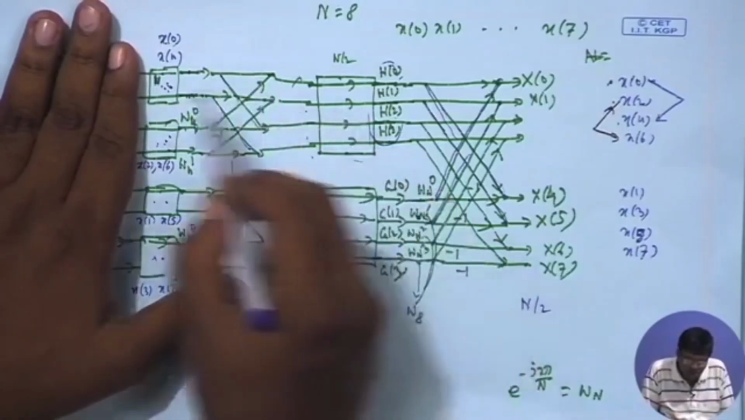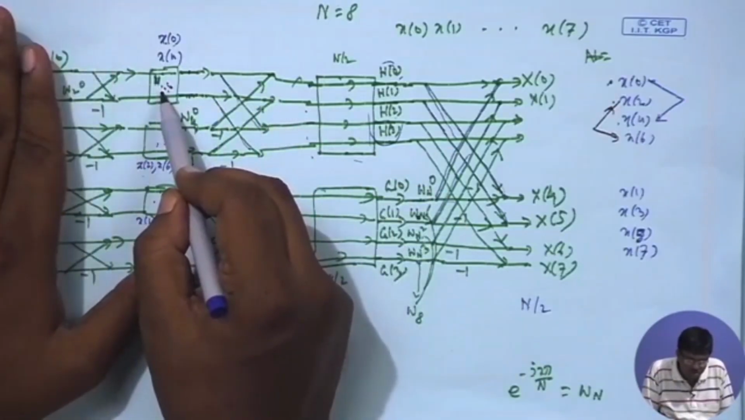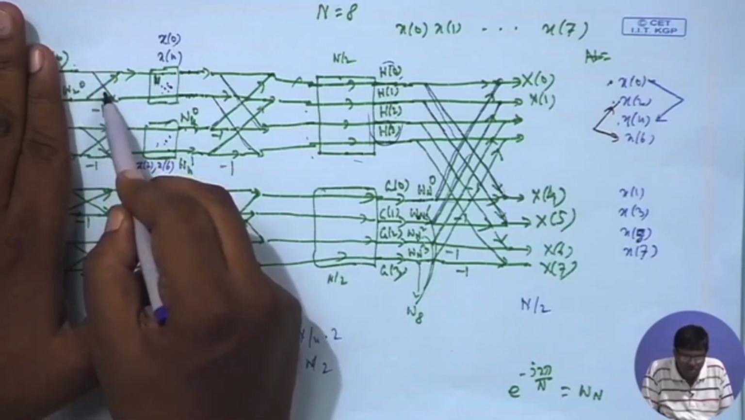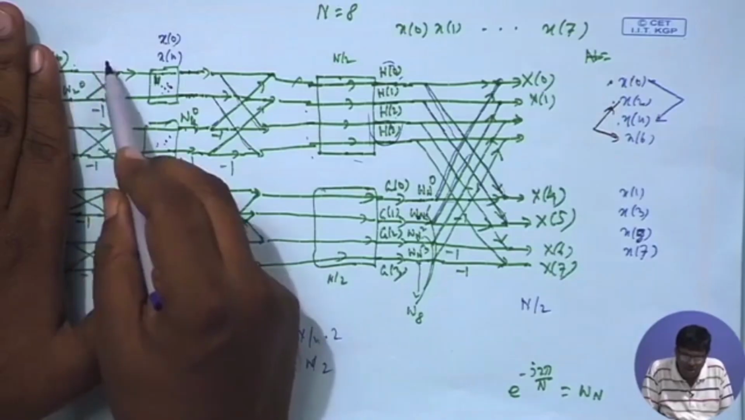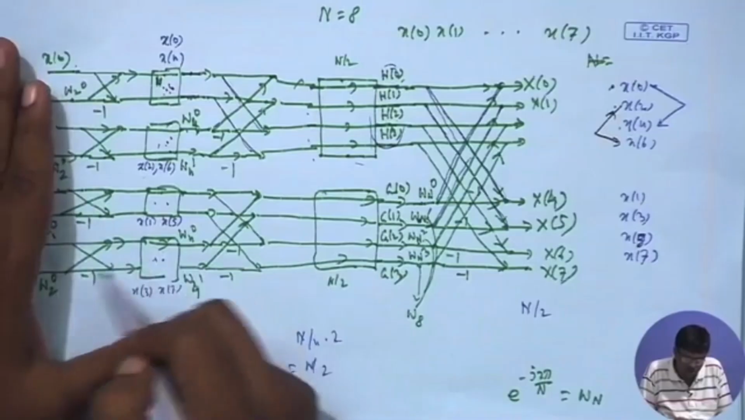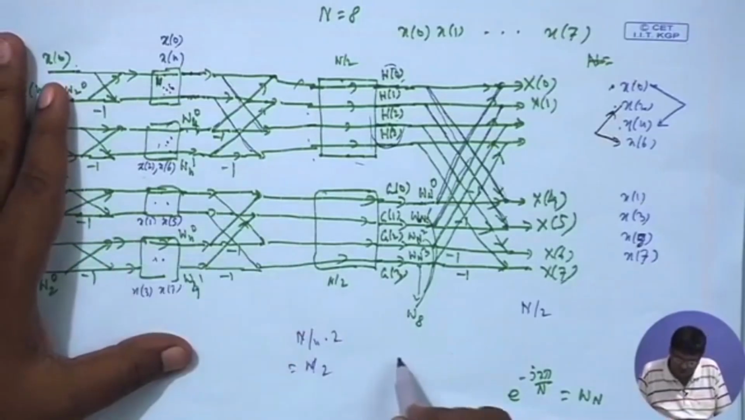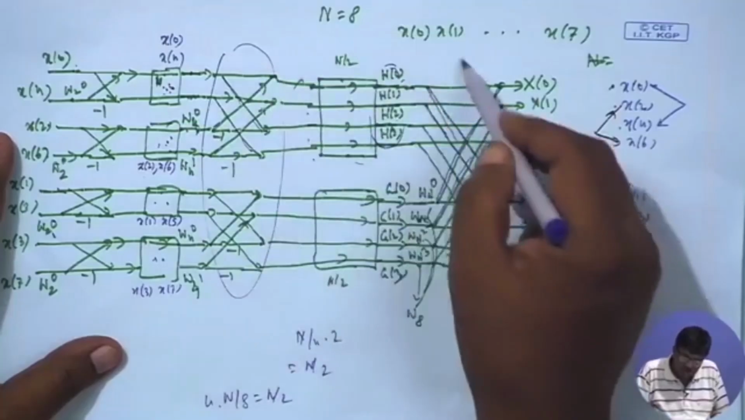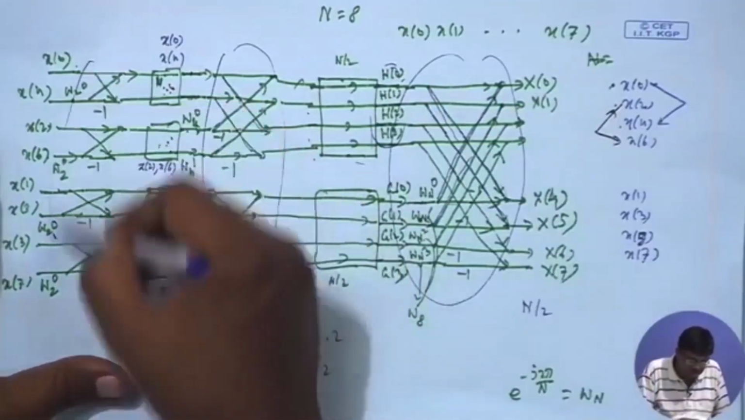Now, this was n by 2, n by 4. Now, this is n by 4. This is giving rise to n by 8, n by 8. So, n by 8 butterflies, per butterfly 1 multiplier. So, n by 8 into 1. Again, here also n by 8 into 1, here also n by 8 into 1, n by 8 into 1. So, 4 into n by 8, again n by 2. So, every stage, this is one stage, this is one stage, this is one stage.